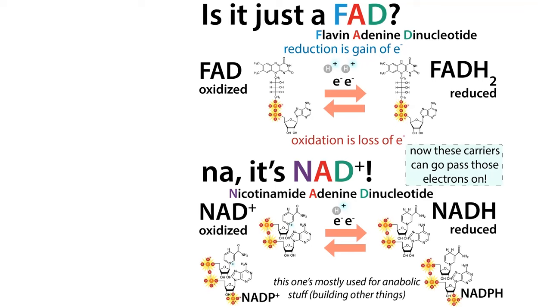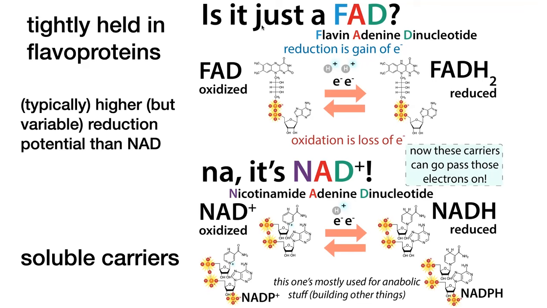Just go with it. What's the difference between them? Well, FAD is actually going to be tightly held in proteins. We call those flavoproteins. Whereas NAD is going to be soluble, so it can go and travel around. The FAD is typically going to have a higher but variable reduction potential than our NAD.